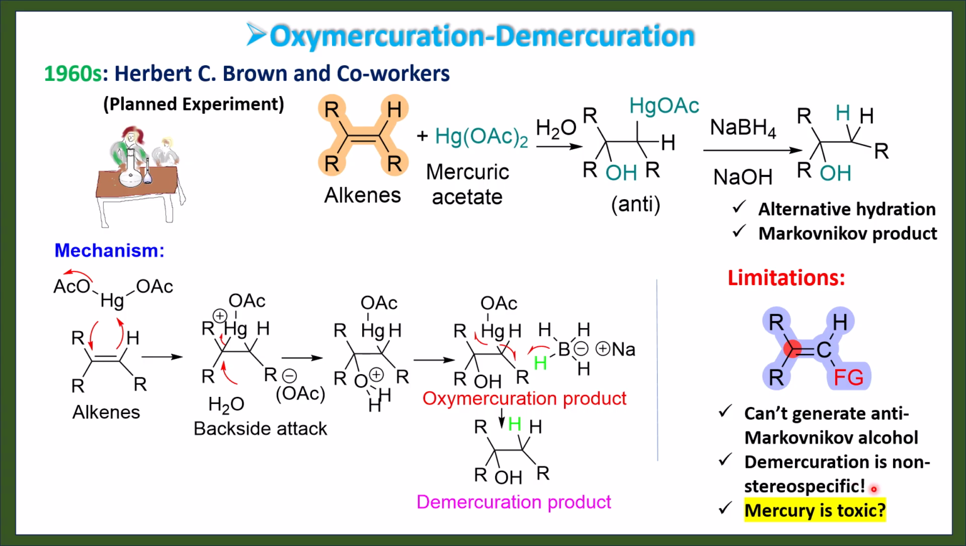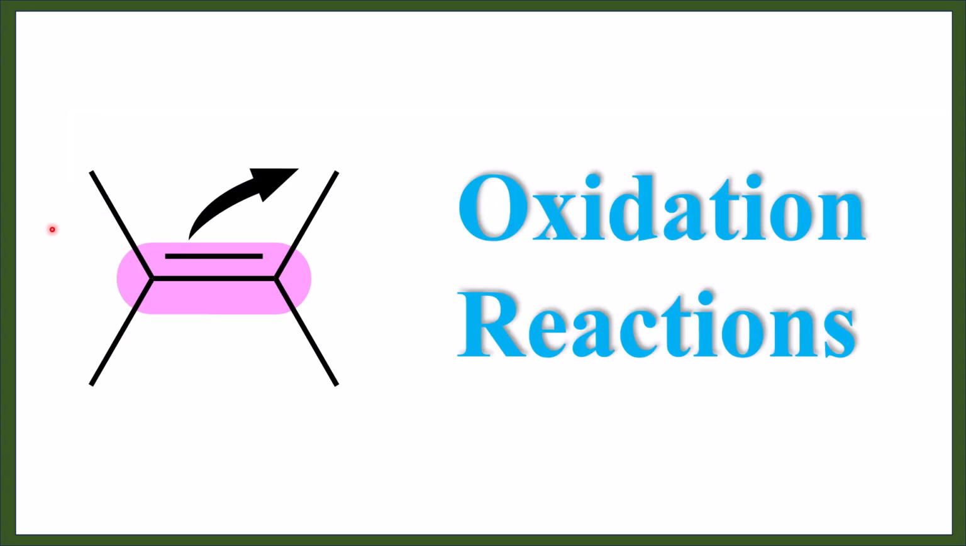non-stereospecific because it happens through a radical pathway. So the stereocenters are not retained during the reaction. Also, in these cases mercuric acetate is used, where mercury is toxic in nature, so this is another limitation of these reactions. Now we will move to oxidation reactions.